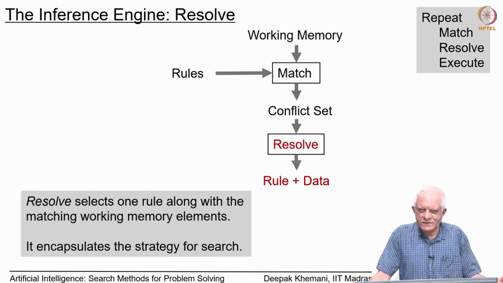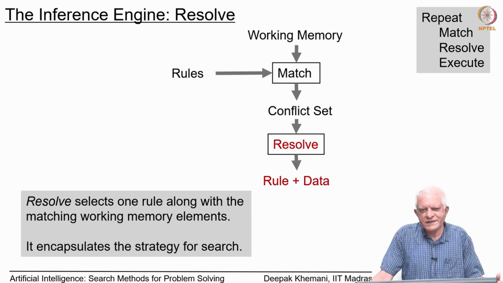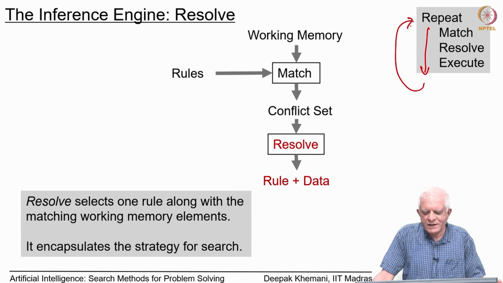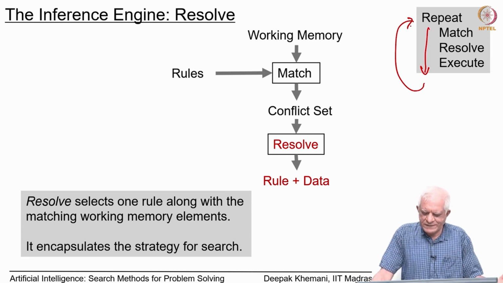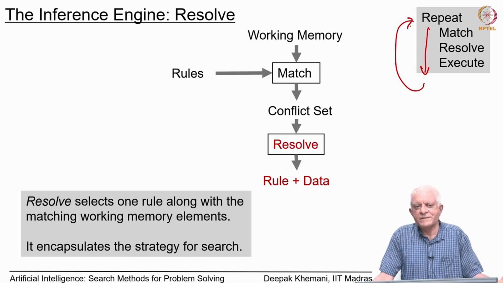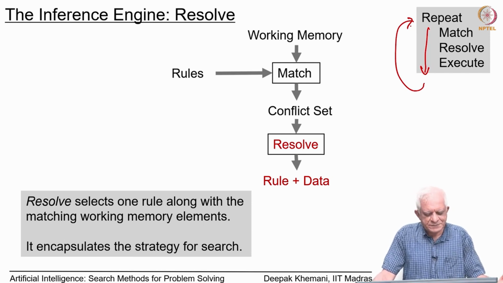So, the next step is resolve. Remember we said that the inference engine is made up of these three things: match, resolve and go back and do this whole thing again. So, the second step is resolve. The resolve component takes the conflict set. Remember that a conflict set is a set which contains rule instances along with matching data, and it picks one from that. It picks one rule along with matching data. How it does that we will see as we go along, but that is what resolve does. It resolves the conflict between the different contending rules and picks one essentially.